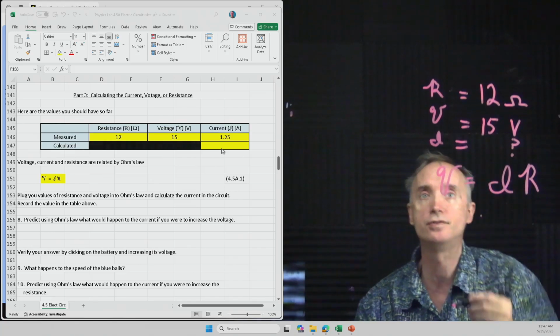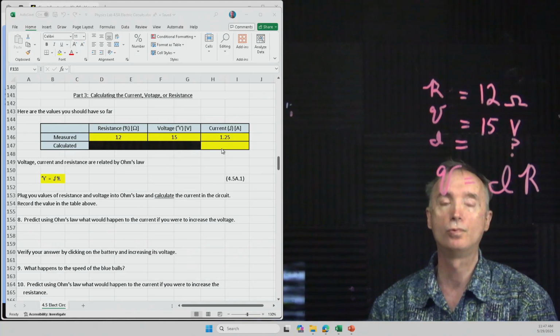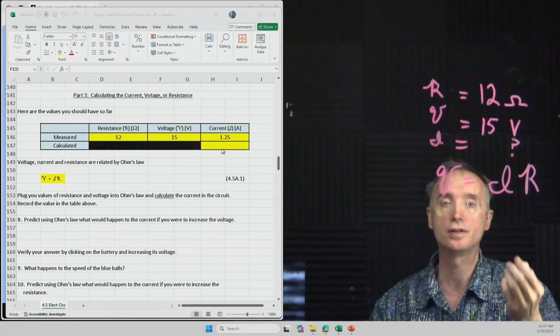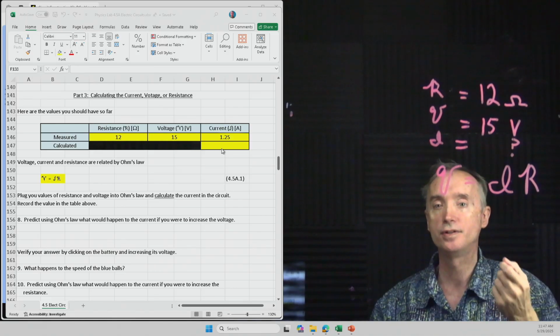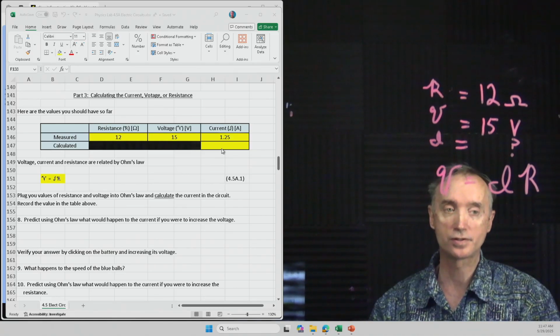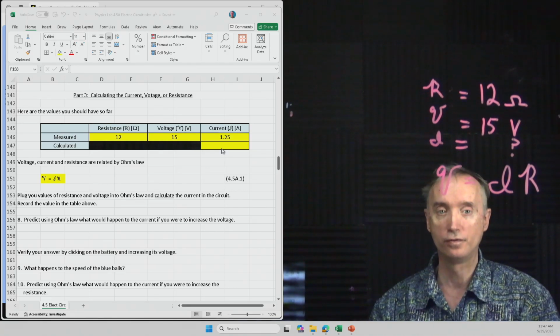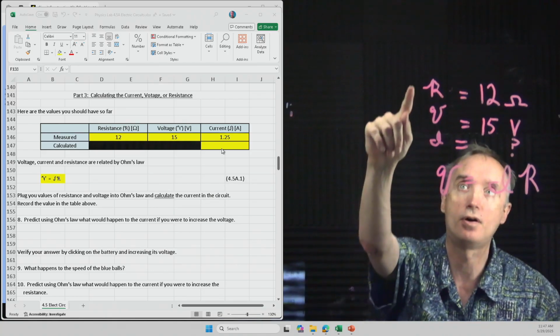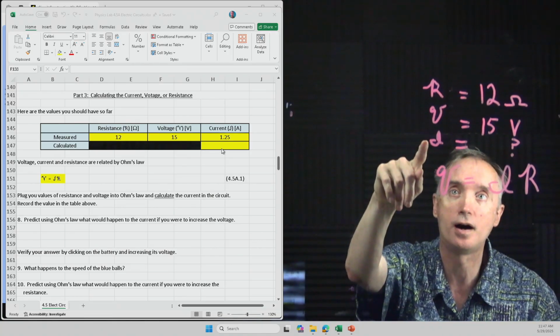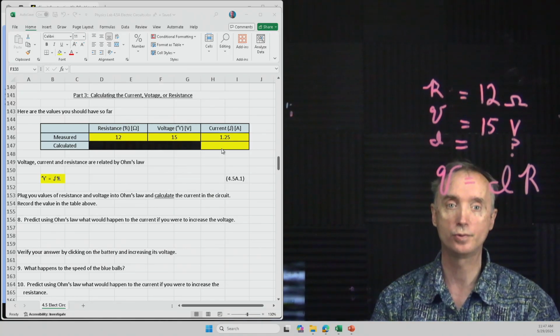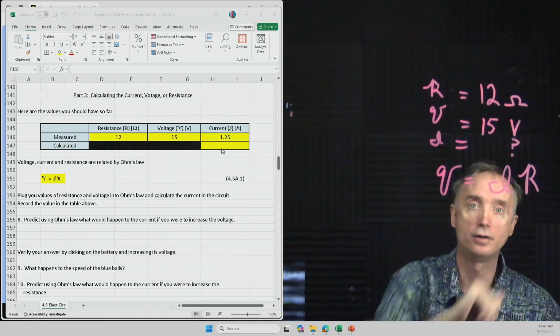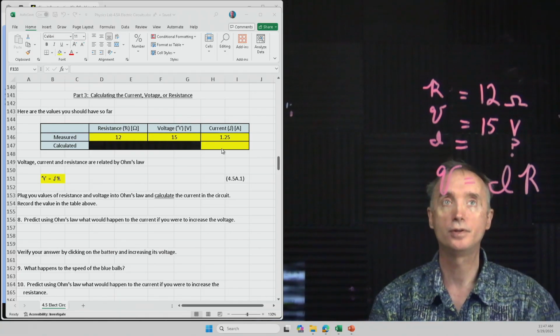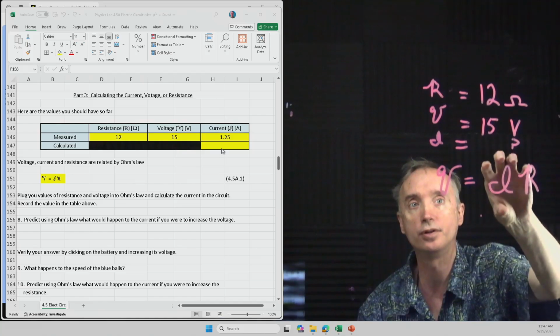Now, why do we want to do this? The reason is that it helps us not to get our numbers mixed up when we put them into the formula. Because the next step is you say to yourself, do I have a formula that has an R, a V, and an I in it? And yes, we do. That was Ohm's Law. So then the next step is to take this material and put it in here.